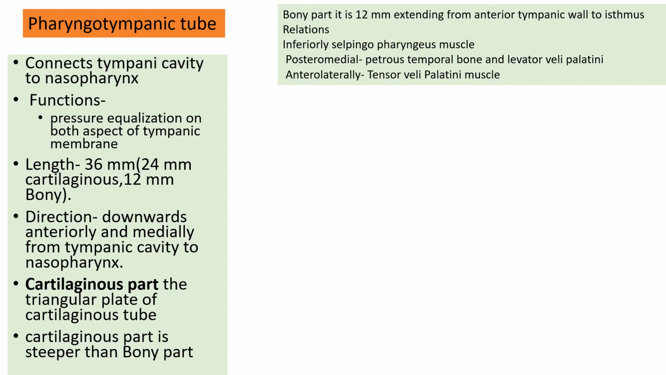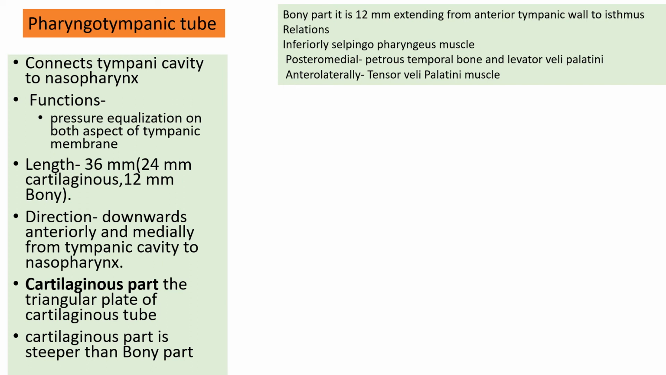Now a few words about the auditory tube or pharyngotympanic tube or eustachian tube. This is the tube which connects the tympanic cavity to the nasopharynx. It is made up of cartilage medially, and the lateral portion is bony. The function of this tube is to equalize pressure on both aspects of the tympanic membrane. Also it helps in mucociliary clearance because its mucosa has cilia, and it helps also in protecting from loud sound. The length of this tube is approximately 36 millimeter.